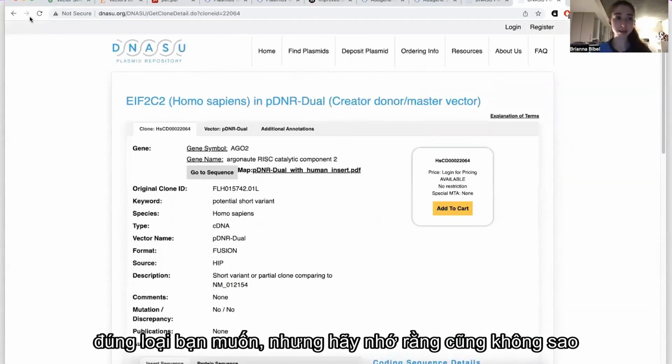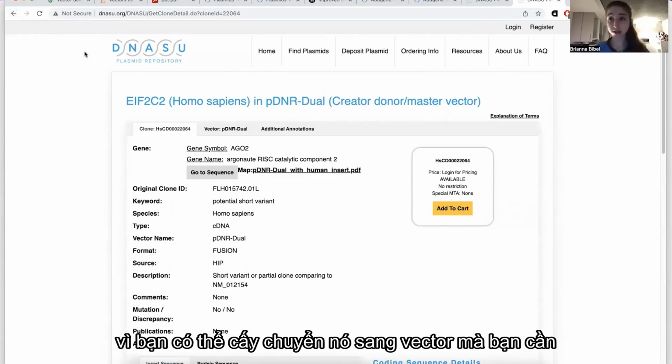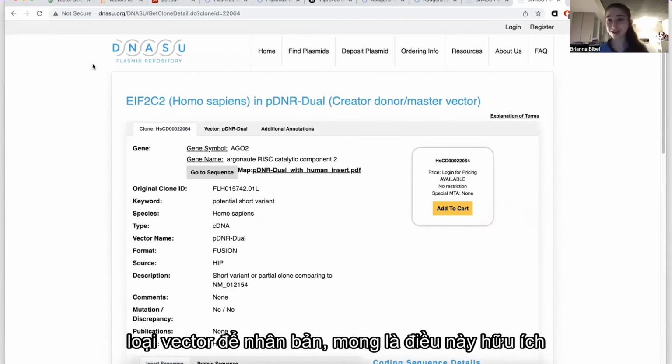But then remember that it's okay if it doesn't come in the vector that you want, because you can then subclone it into the vector that you do want. And hopefully now you know a little more about how you might know what you would want to clone it into. So hope that helped.